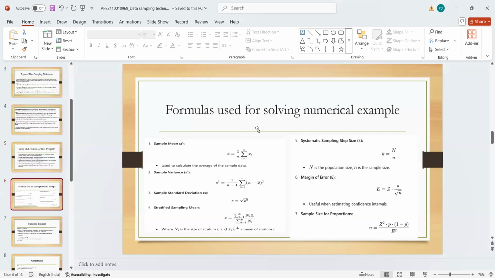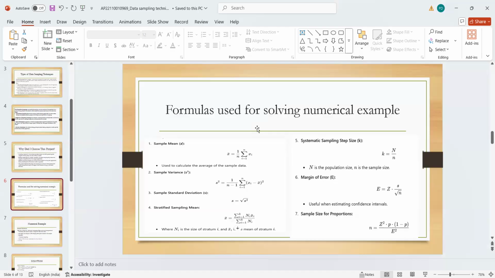Formulas used for solving numericals. Sample mean, x bar, equal to 1 by n into summation of i equal to 1 to n of xi. Sample variance, s square, equal to 1 by n minus 1 into summation of i equal to 1 to n of xi minus x bar, whole square. Standard deviation equal to root of s square.